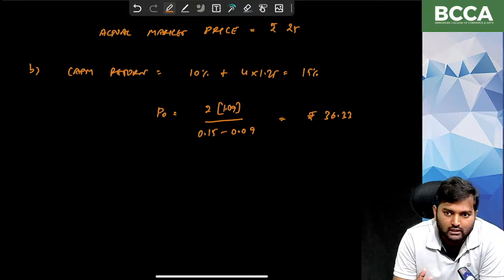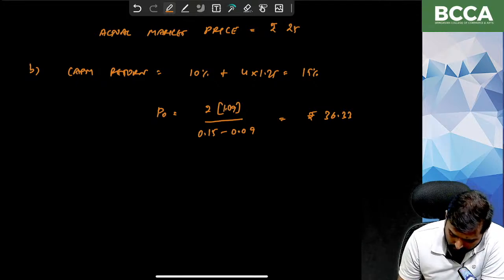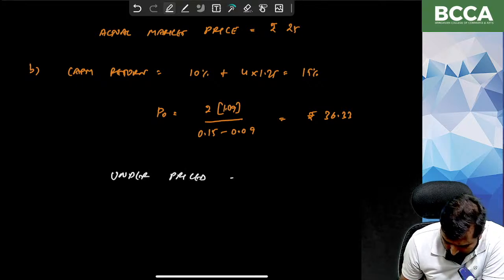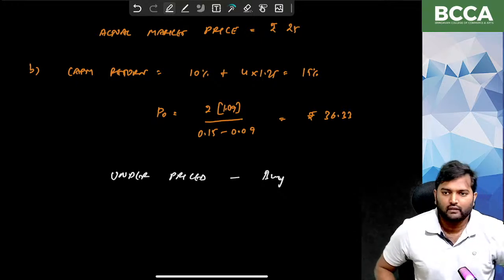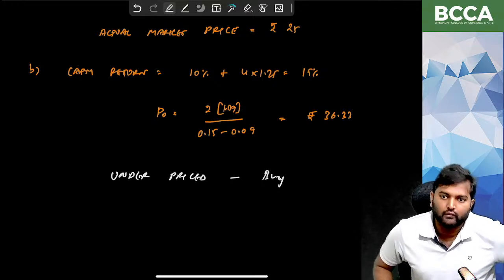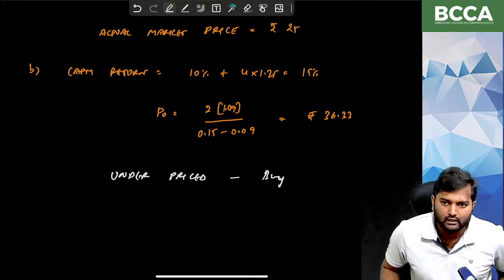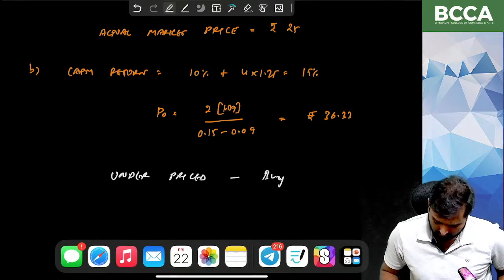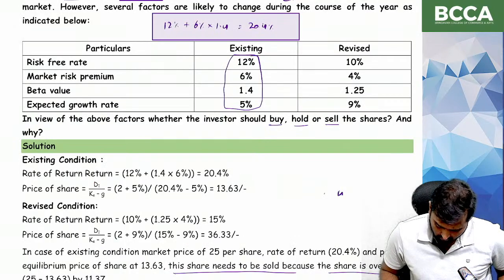That means the share is underpriced in the market. So that's why we have to buy. In revised scenario, we have to buy the security because security is underpriced. Clear? Done.